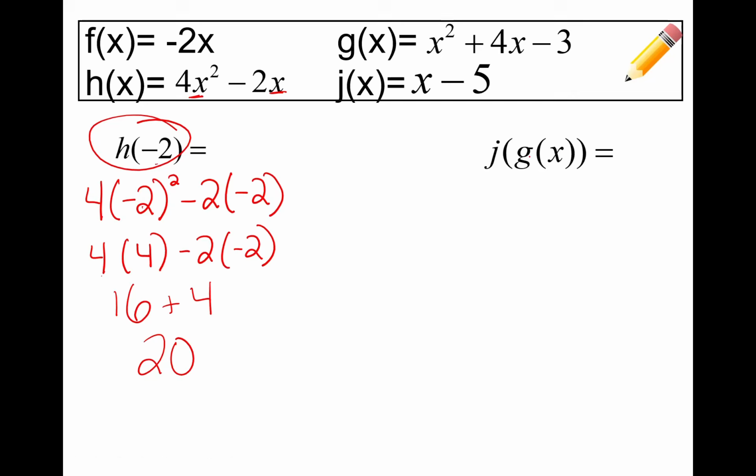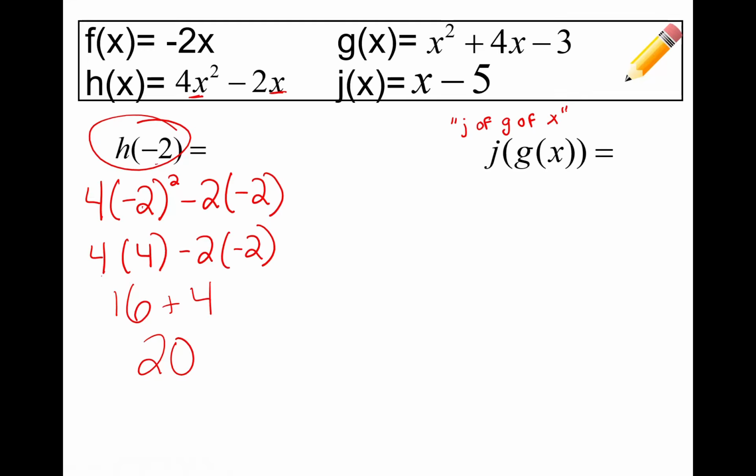How to read this, because this is funky looking. You're going to read this like this: j of g of x. That's what you're going to hear me say when I say this math right here. J of g of x. What that means is into j for every x, you're putting g's function.